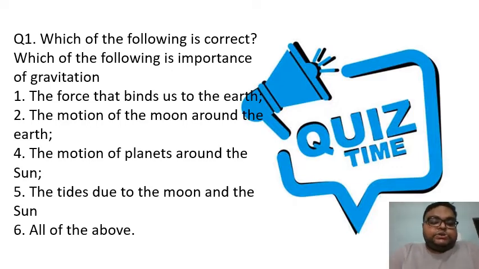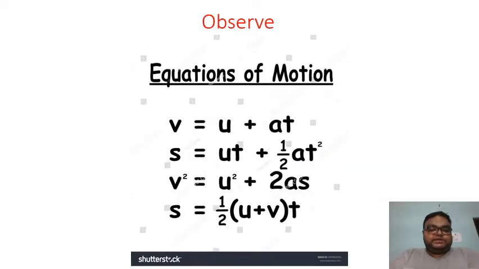Okay, so I see the answers coming, and the answer is all of the above. So all of the above is the correct answer. The importance of gravitation is that it is the force that binds us to the earth. It is the force that keeps the moon in motion around the earth. Gravitation is required for the motion of planets around the sun, and the tides occur due to the gravitation of the sun and the moon. Okay, students? Right, so now let's proceed forward.